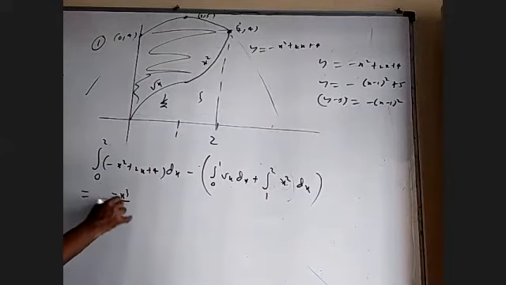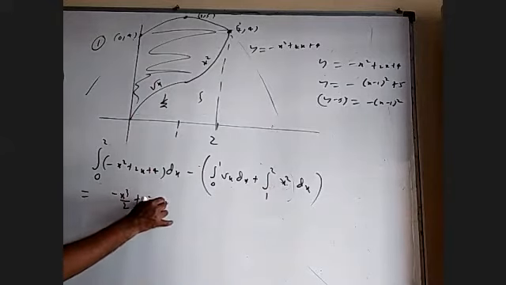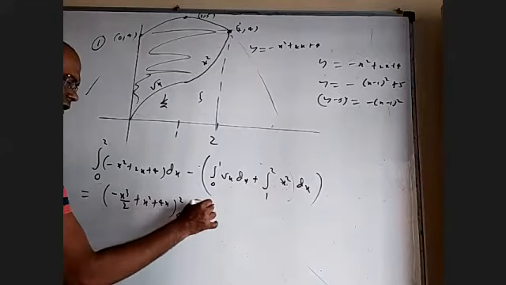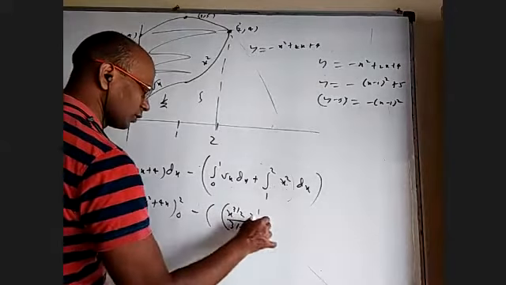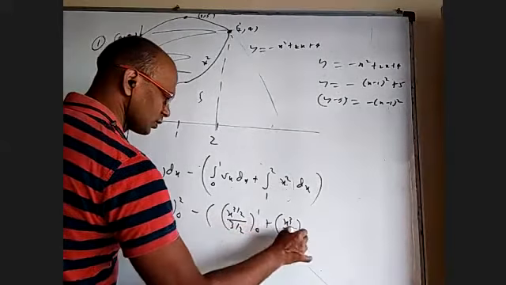So this is minus x cubed by 3 plus x square plus 4x from 0 to 2. This is x power 3 by 2 divided by 3 by 2, from 0 to 1. This is x cubed by 3, from 1 to 2.